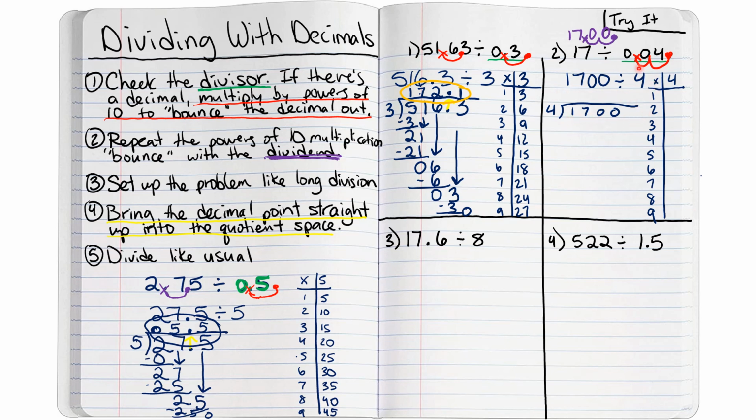Look at this final problem we ended up with. Now, normally in my notes, I would need to do this step where I bring the decimal point straight up into the quotient space. But look, when I multiplied by powers of 10 to get the decimal out of my divisor, I ended up without having a decimal in the problem I'm going to solve. So I don't need to bring the decimal point straight up. This problem doesn't have one.